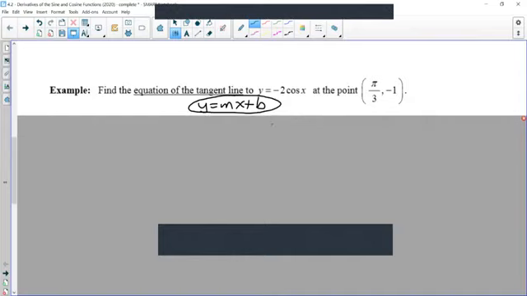All right, a typical question that you've seen before. Find the equation of a tangent line. 2y equals negative 2 cos x at the given point.